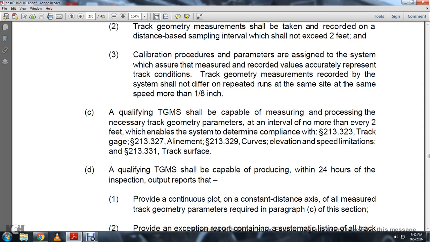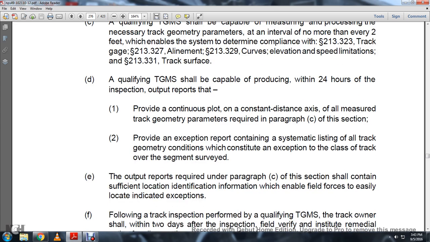The qualifying track geometry measurement system shall be capable of measuring and processing necessary track geometry parameters at intervals no more than 2 feet, enabling the system to determine compliance with 213.323 track gauge, 213.327 alignment, 213.329 curves, elevation, speed limitations, and 213.331 track surface. A qualifying track geometry measurement system shall be capable of producing, within 24 hours of the inspection, output reports with a continuous plot on a constant distance axis of all the measured track geometry measures required in paragraph C of this section.